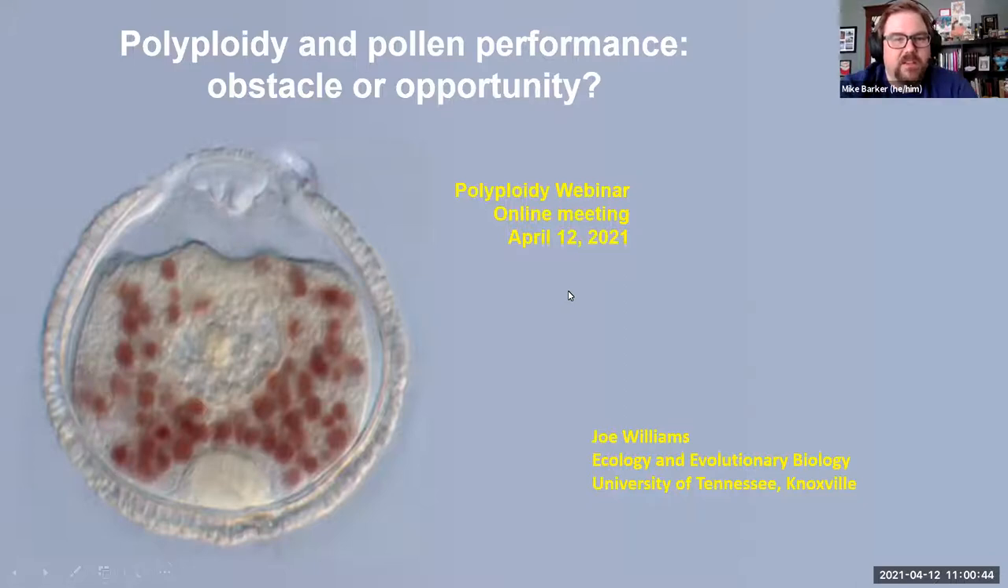Up first today is Dr. Joe Williams. Joe is a professor at the University of Tennessee in Knoxville, and his lab studies the origin of pollen tube growth innovations in flowering plants. And today he's going to tell us a little bit about that research and how that intersects with polyploidy in his talk on polyploidy and pollen performance, obstacle or opportunity. With that, I'll let Joe take it away.